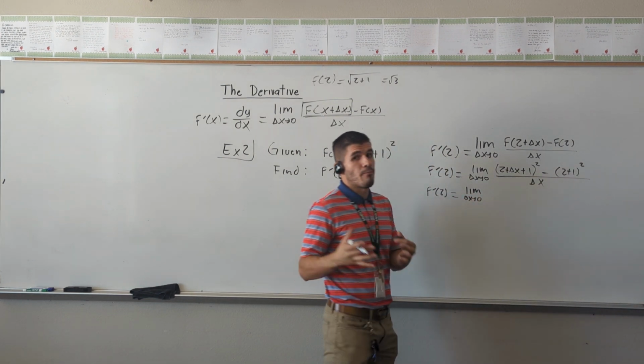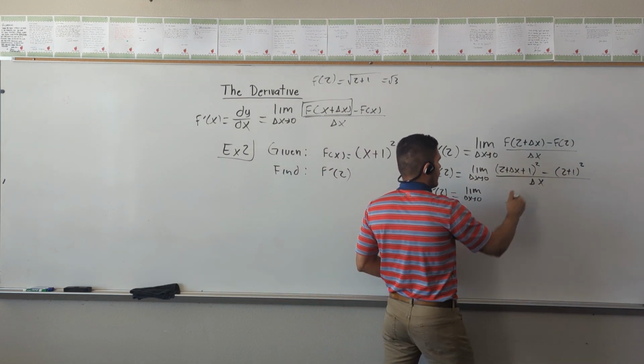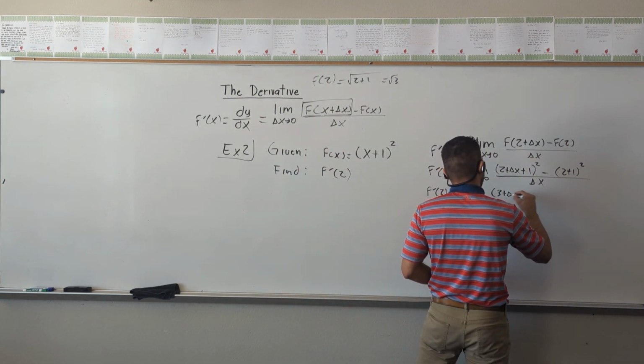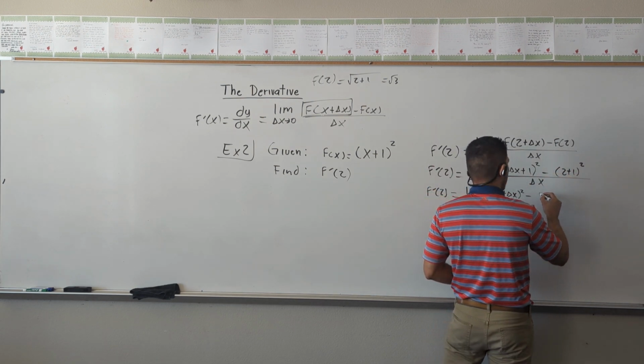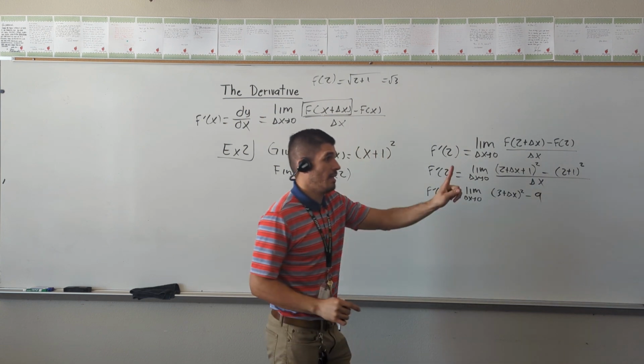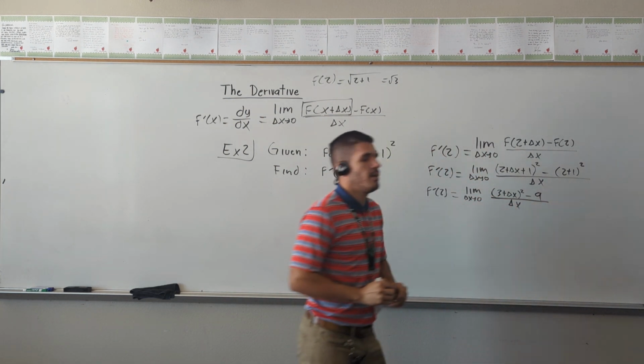First, I'm going to clean up to facilitate the algebra here. So I know that the 2 plus 1 will give me 3. So it's going to give me 3 plus delta x squared, minus 2 plus 1 is 3. 3 squared is 9, so I'm going to go ahead and put a 9 in there. Put the delta x there.